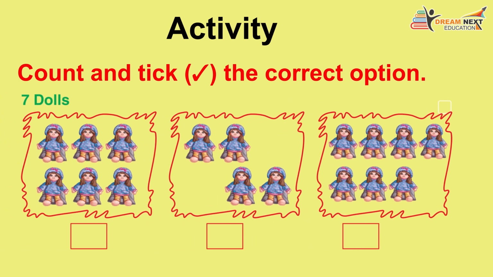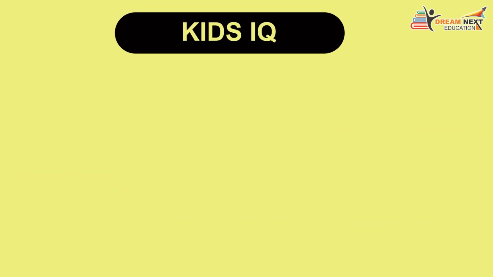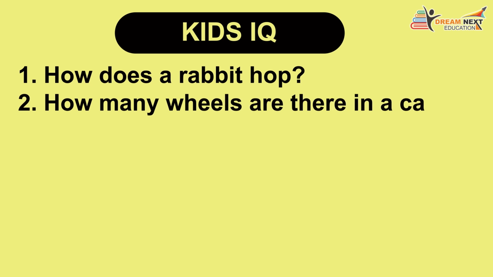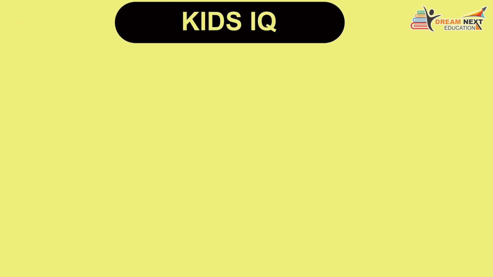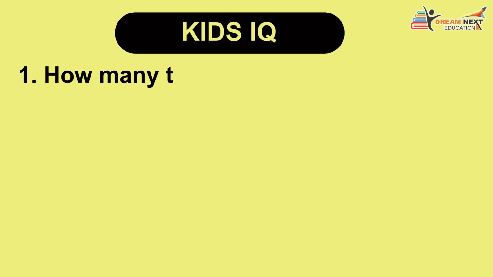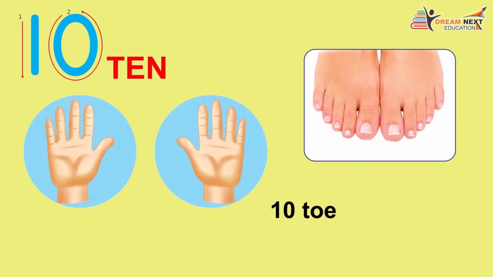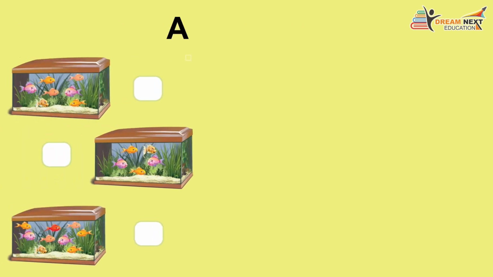7 dolls, 5 cars, 4 rabbits. Kids IQ. 1. How does a rabbit hop? 2. How many wheels are there in a car? Trace and write the number 10. Kids IQ. 1. How many toes of our feet can you count? 10. 10 toes of our feet. Trace and write the number 10.